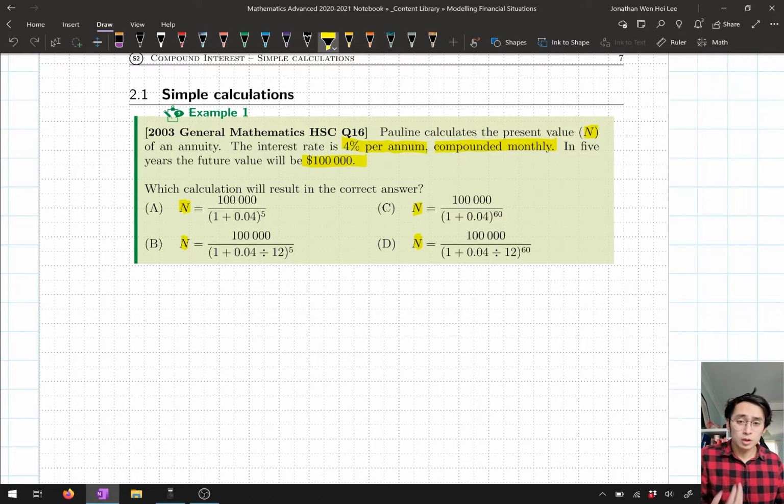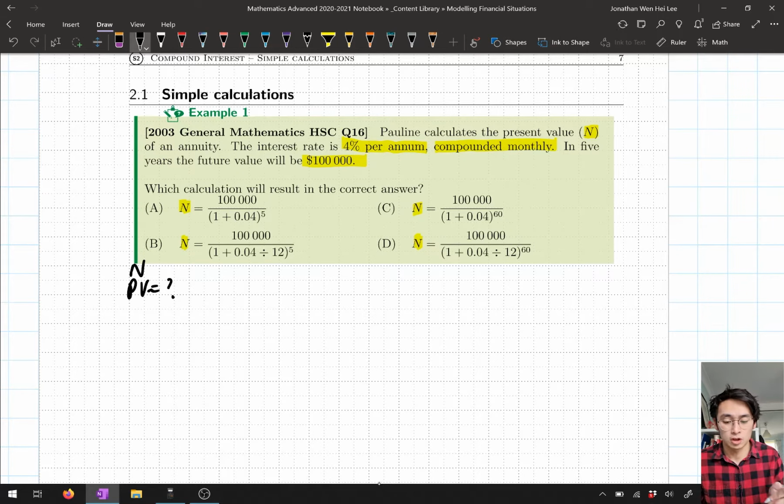Now, what we're going to do is we're going to have to actually use the compound interest formula. Before I actually do any of that, let's just have a look at what information I get given. Well, we want to find this value of n. So we don't know what n is, the present value. So I'm just going to call this PV. We don't know what it is. In this case, it's actually called n. These are the exact same thing for this question.